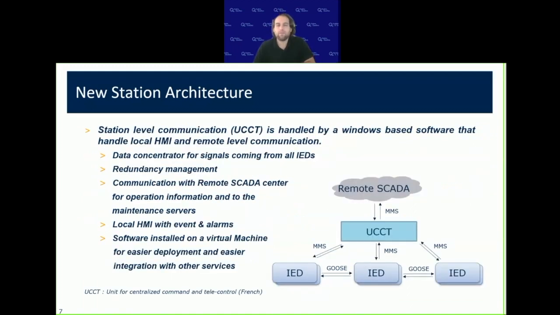So all the information coming from the IEDs, which are connecting to the fields, is concentrated into the station level communication equipment. It is called UCCT, which is short for Unit for Centralized Command and Telecontrol. It's a French translation, but it's mostly relevant. So this is a Windows-based application that is running on a virtual machine. As we saw, there were pilot projects for the first stations with that new architecture.